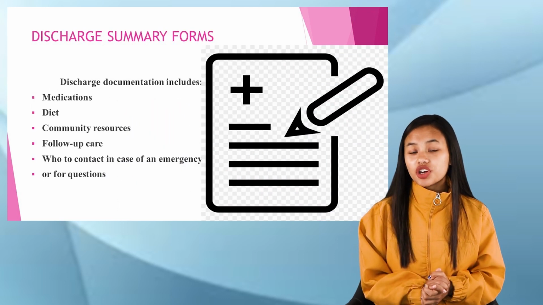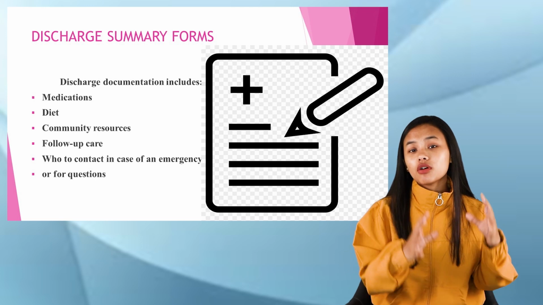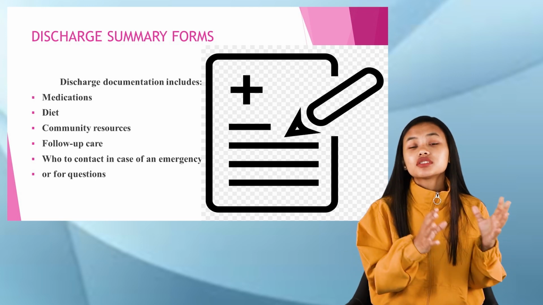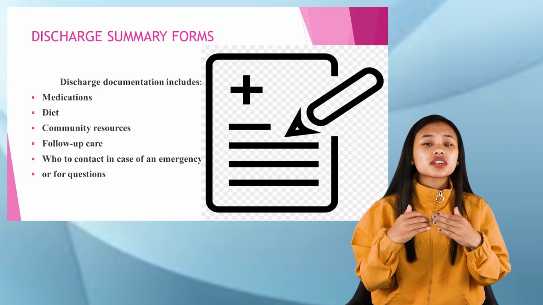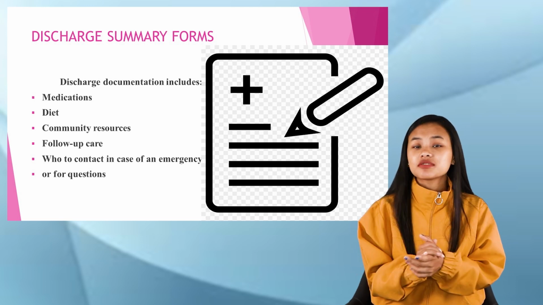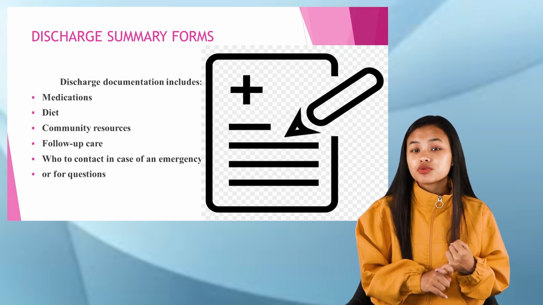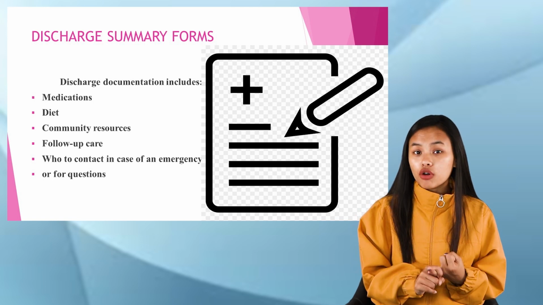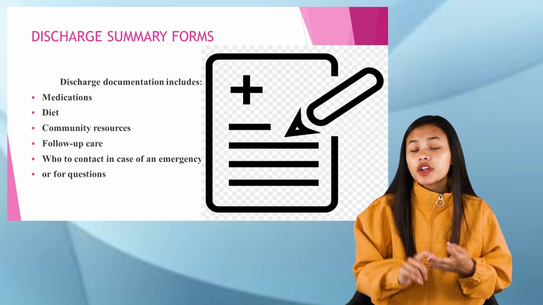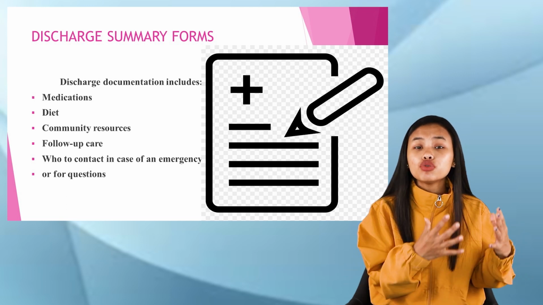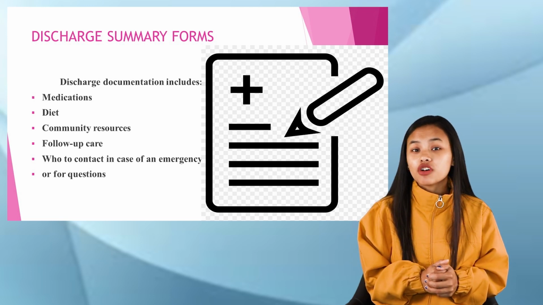The next one is the discharge summary form. From the name itself, you can understand, right, that this is a form which is usually recorded before the client is discharged. Okay, so this is also a form whereby a complete summary of the client's condition, a complete summary of the things the client needs to follow even after he or she has been discharged from the hospital. This discharge summary form will include information such as the medications which they need to take, the diet which they need to follow, the community resources which will be available and which they can make proper use of, the follow-up care, as well as a person whom they can contact if they have any questions, any doubt, or even in case of an emergency.